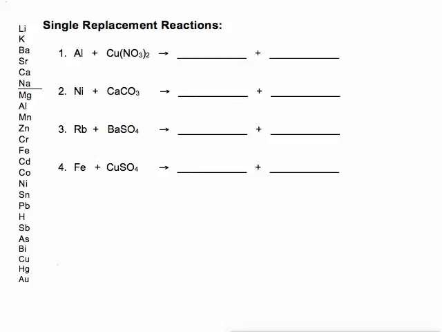Let's practice predicting products with a single replacement reaction. I went ahead and pasted over here on the side the metal activity series because that'll help us make these determinations. Remember, for a single replacement reaction to happen, the free metal has to be more reactive, has to be higher on the list. So the first thing with single replacement reactions is to decide, does it happen?